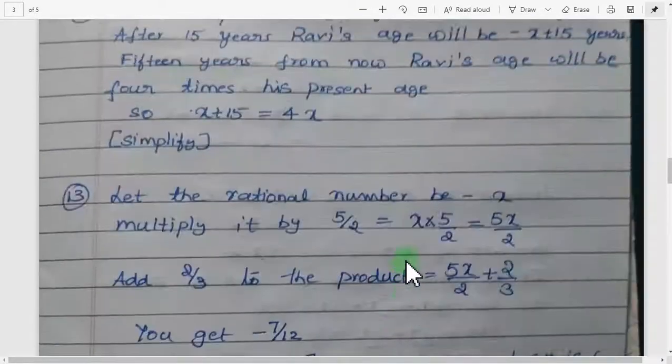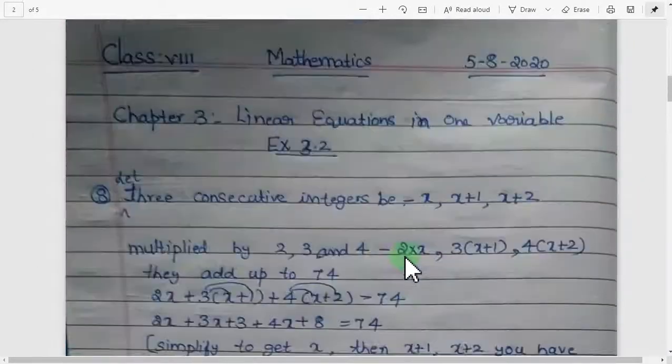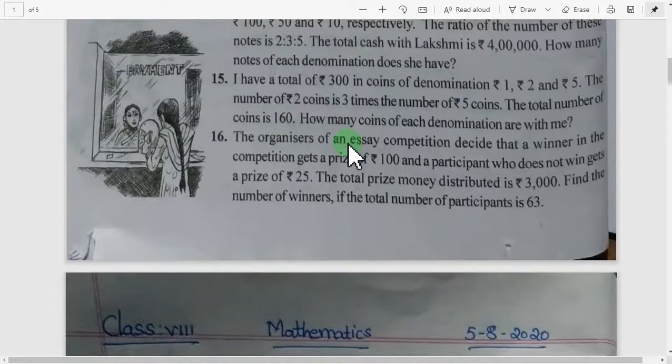Last sum, we will read the question. The organizers of an essay competition decide that a winner in the competition gets a prize of rupees 100 and a participant who does not win gets rupees 25. The total prize money distributed is rupees 3000. Find the number of winners if the total number of participants is 63. You have to find the number of winners.